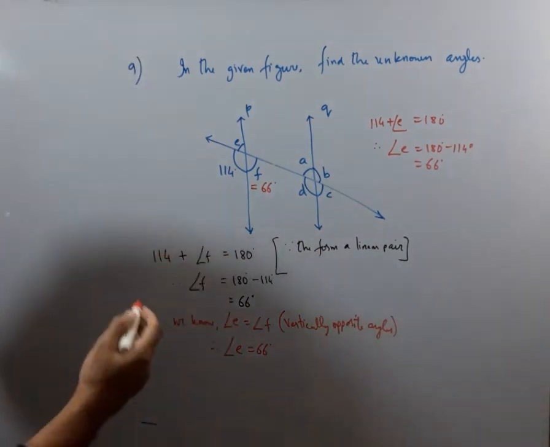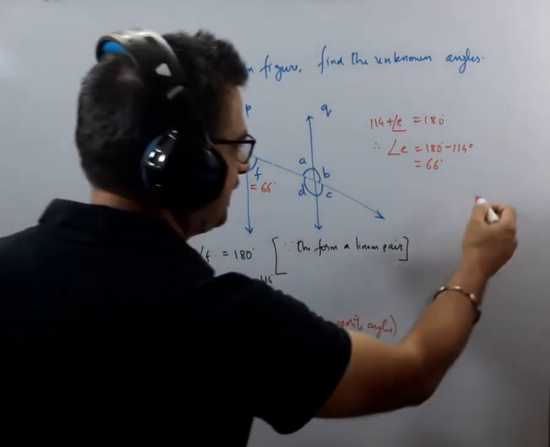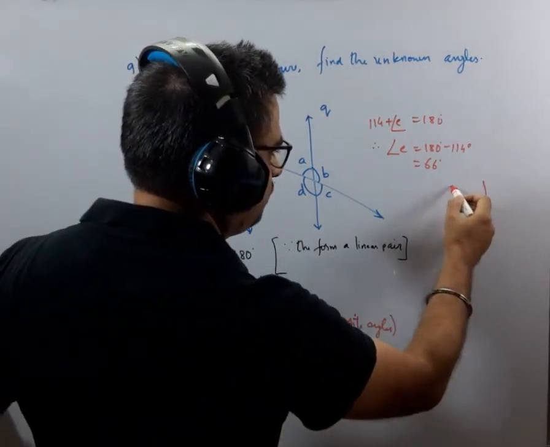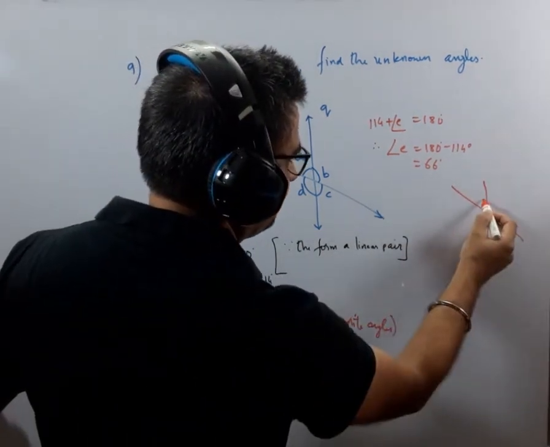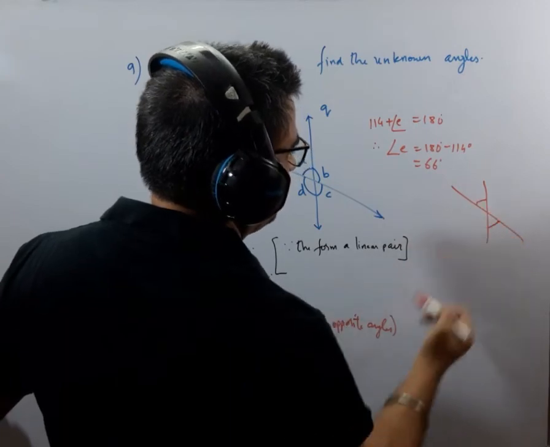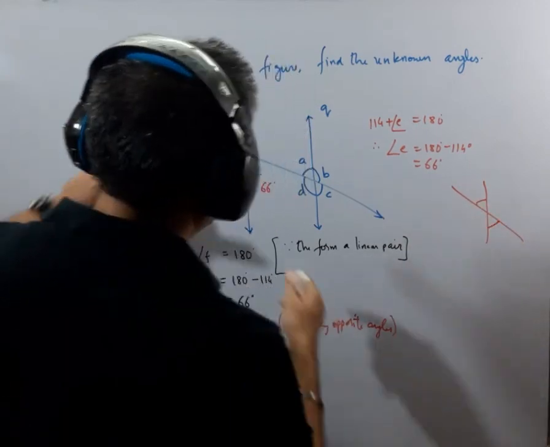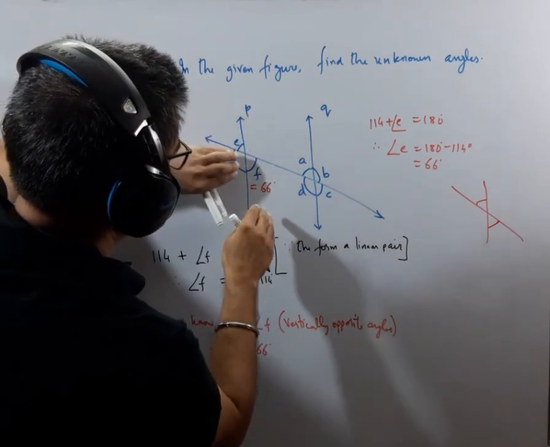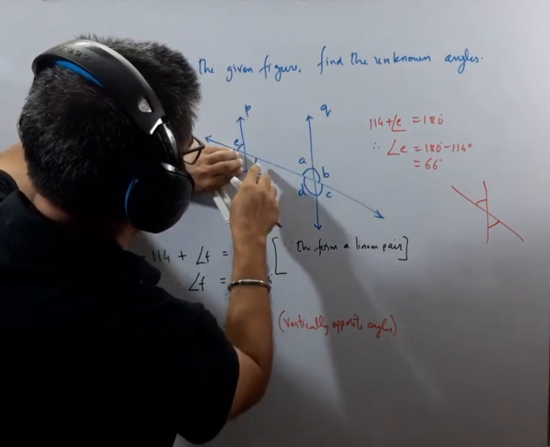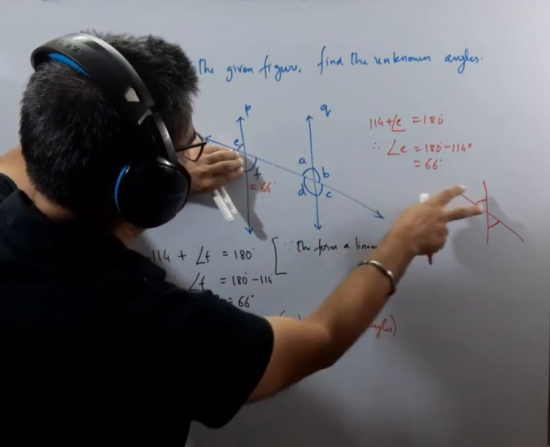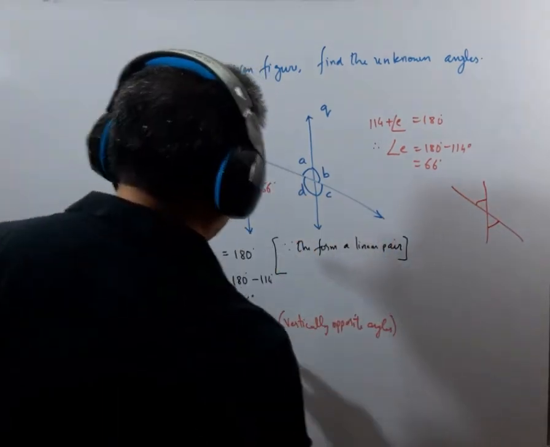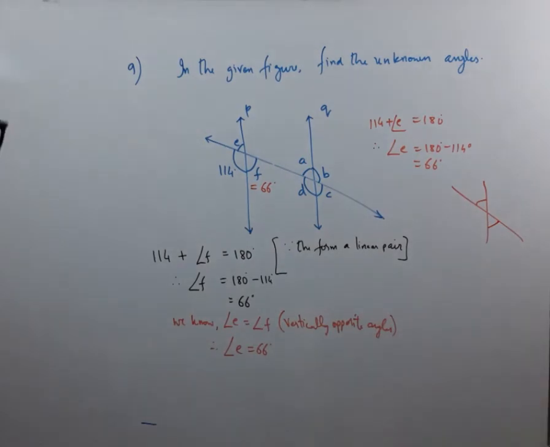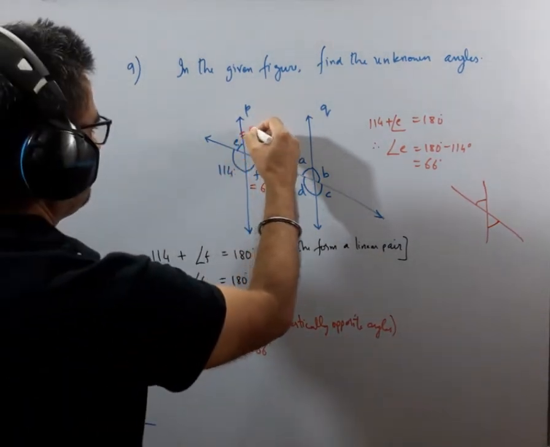And if you are not very sure about vertically opposite angles, see how we form vertical. Whenever two lines intersect this way, this and this angle, the two angles are the same. In this case, look at these two lines. This and these intersect. Just ignore everything else for now. So can you see that angle F and angle E are the same as these two? They're vertically opposite angles, and so angle E is equal to 66 degree.